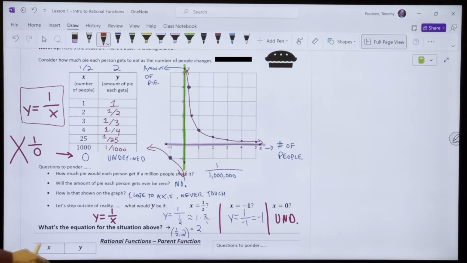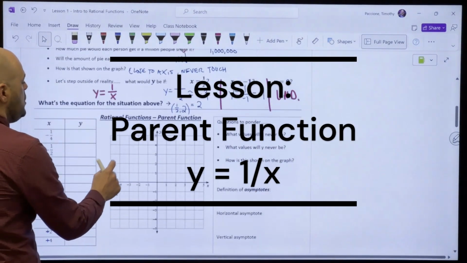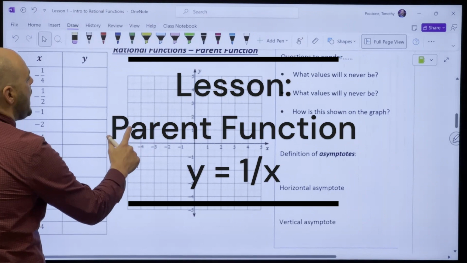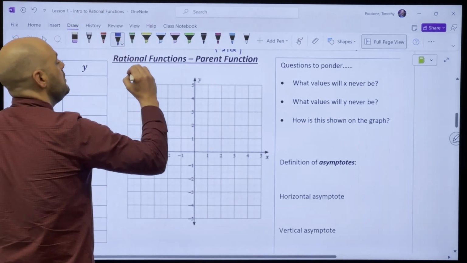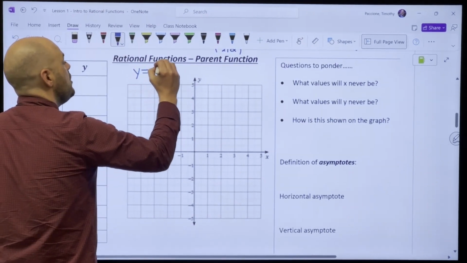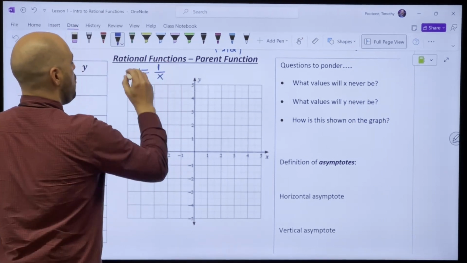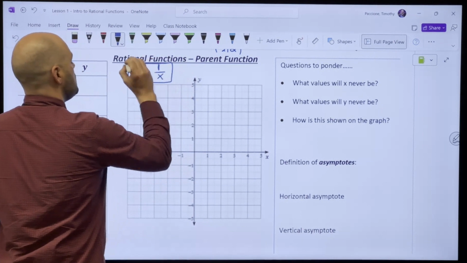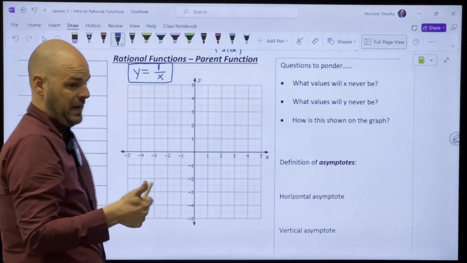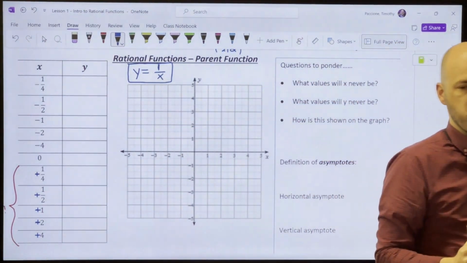So let's go down to the bottom. Your new parent function for rational functions. By the way, rational can be written as a ratio, meaning fractions. That's how this got its name, right? It's y equals 1 over x. Now, that word parent function is important.